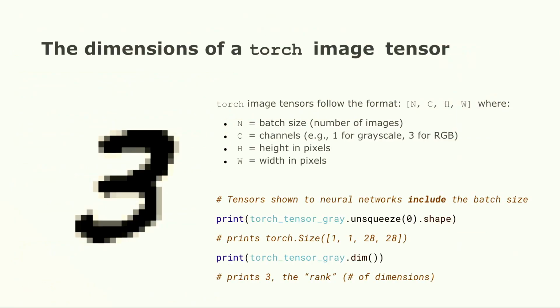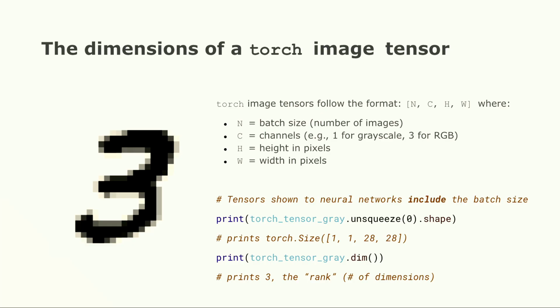So in PyTorch, we have image tensors that follow the format NCHW, where N is the batch size, the number of images, C is the number of channels, which is 1 for grayscale, 3 for RGB, H is the height in pixels, and W is the width in pixels.